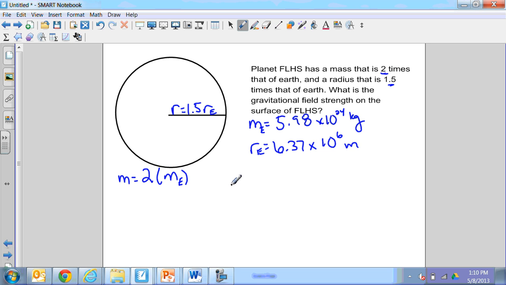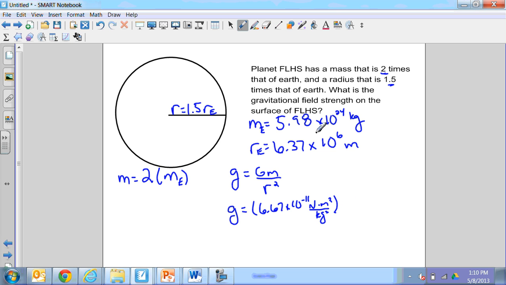So we can set up our equation. We're looking for gravitational field strength. g is equal to the gravitational constant times mass divided by r squared. Our value for capital G, the gravitational constant, is given in our data books. It's 6.67 times 10 to the minus 11, and the units for this are Newton meter squared per kilogram squared.